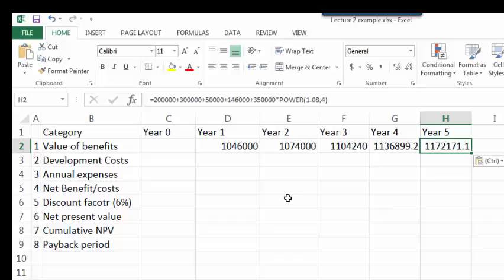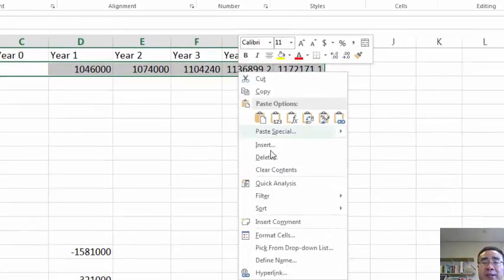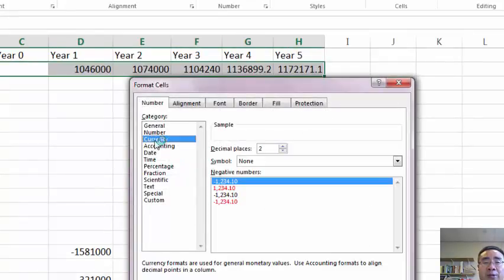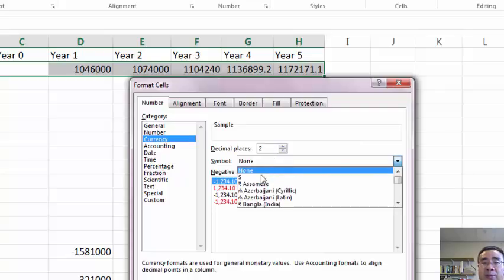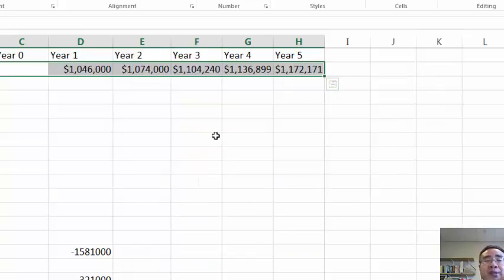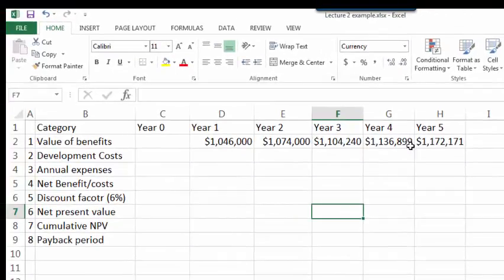In order to make the display look more like a dollar figure, you can highlight that and select format cell, come to the currency and symbol sign dollar, and put 0 for the decimal places, because it is meaningless to display the cents in this high level report. Okay, so the first year is about 1 million, the second year is also about 1 million. So that's the benefit expected for this company from this project.